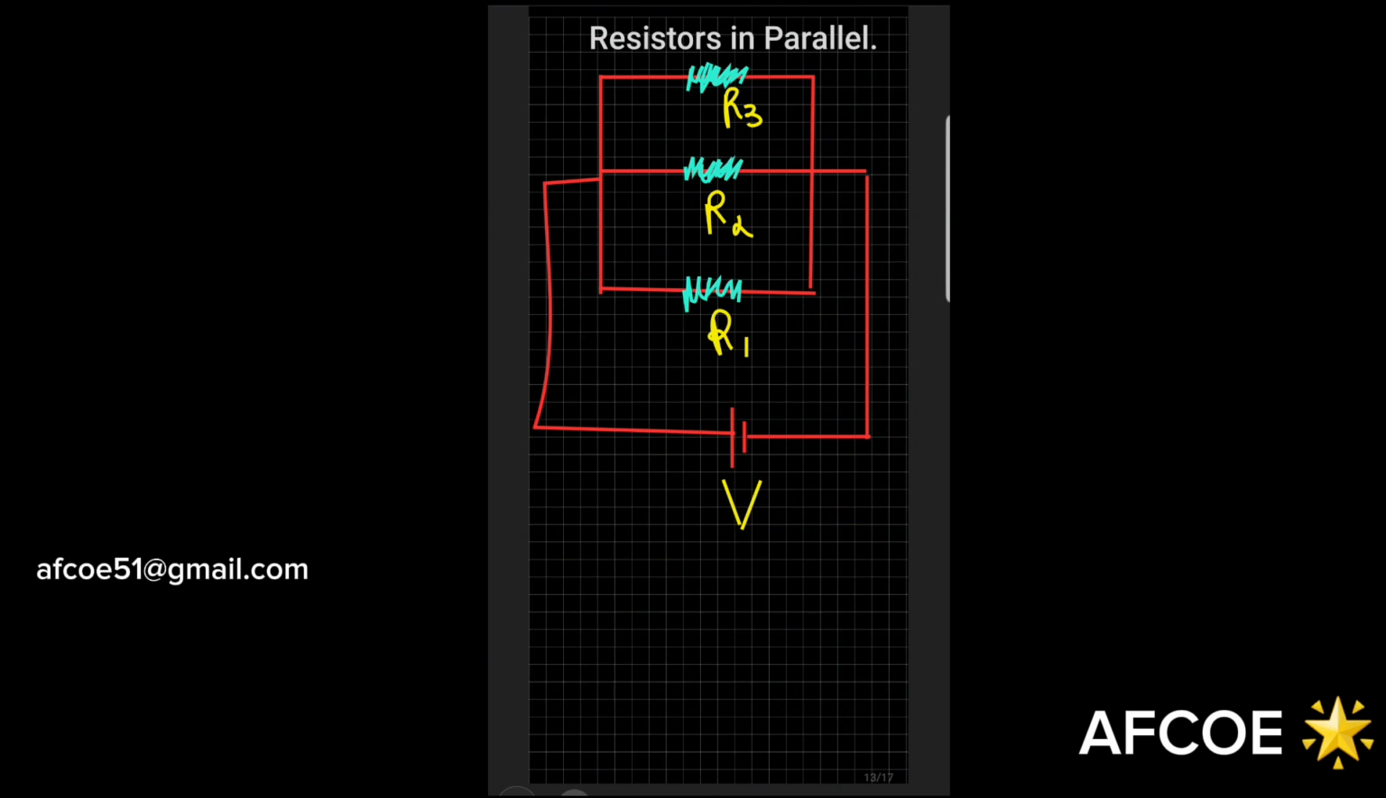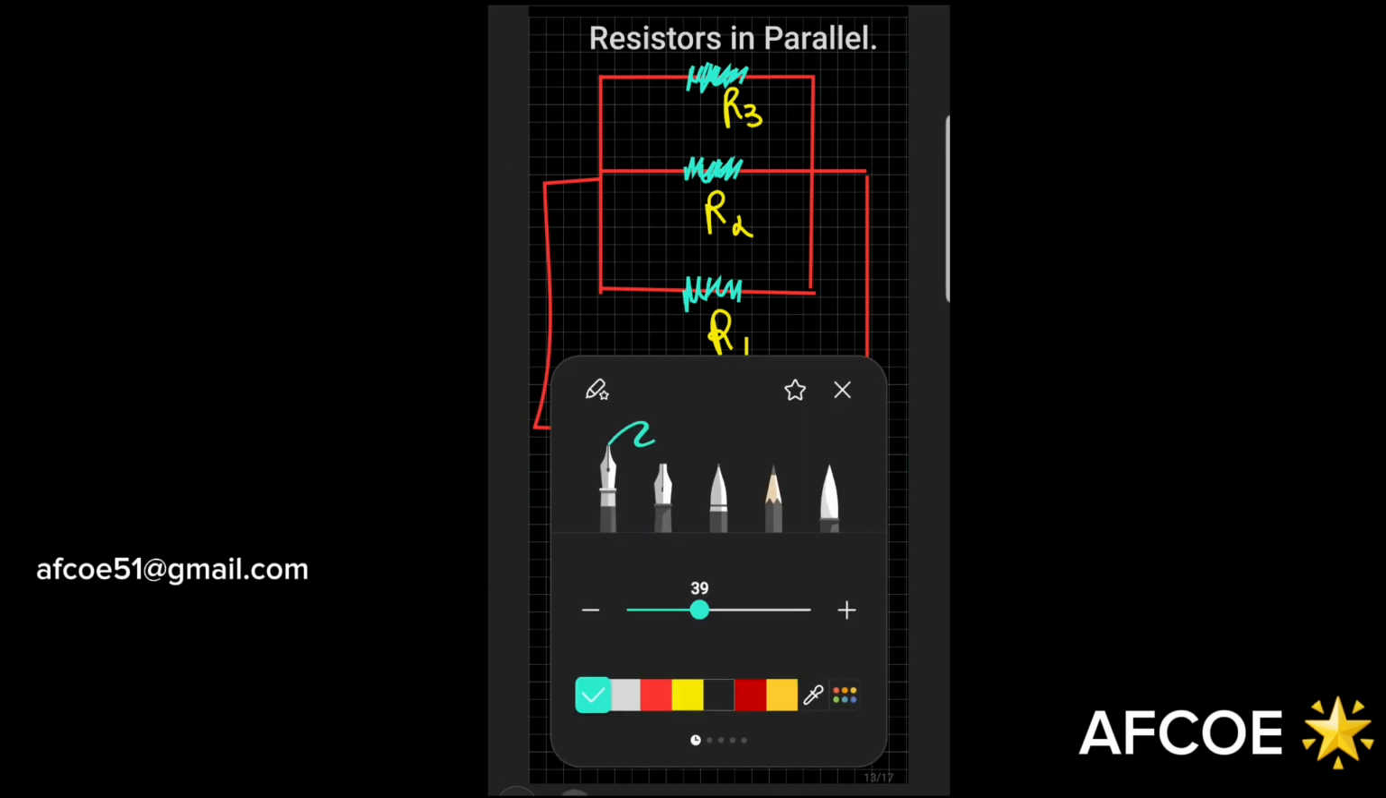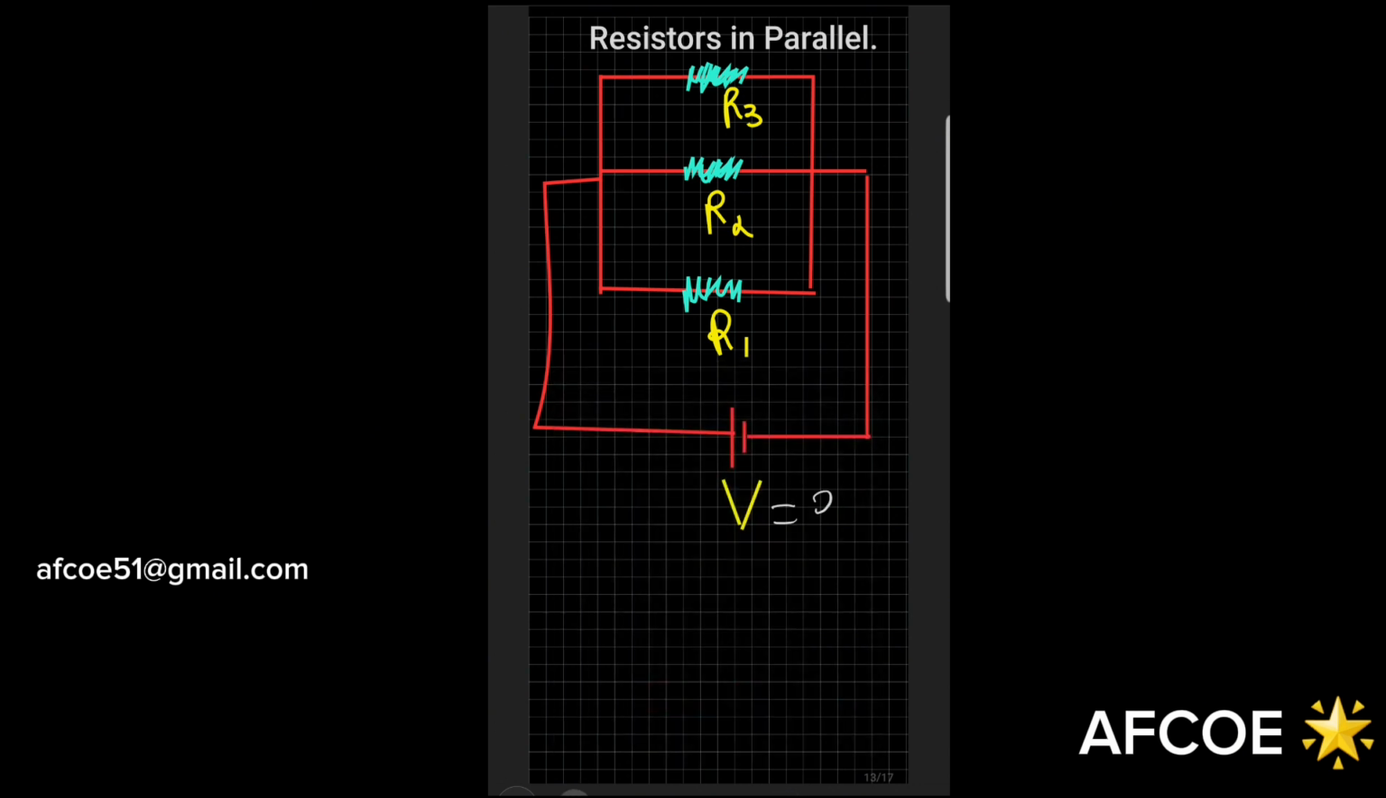Why do we call this circuit a circuit in parallel? This is simply because the same voltage drop is across each resistor. That is, if my source voltage is equal to 220 volts, then here will be 220 volts, here will be 220 volts, here will be 220 volts. The PD drop across all the resistors will be the same.